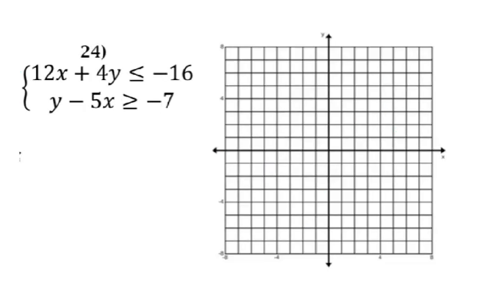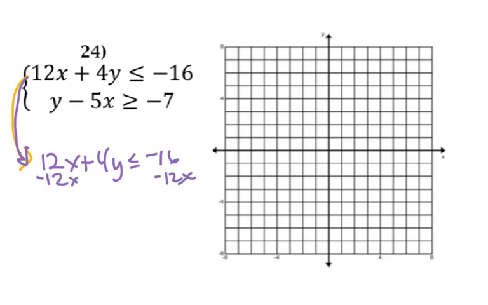Okay, 24 is also like the other one where you had to solve. So in case you didn't do that on your own already, I'm going to come down here and do this first one. So 12x plus 4y is less than or equal to negative 16. I need to solve for y. So I'm going to subtract 12x. Pay attention to like terms or not like terms. I'm going to divide everything by 4. So all of it gets divided by 4. I'm not going to flip my sign here because I'm not dividing by a negative 4.